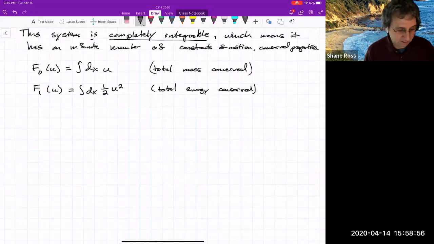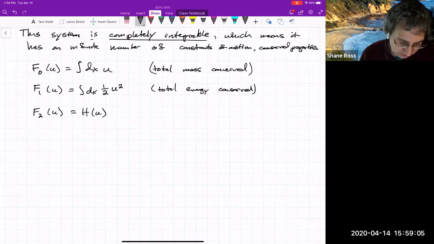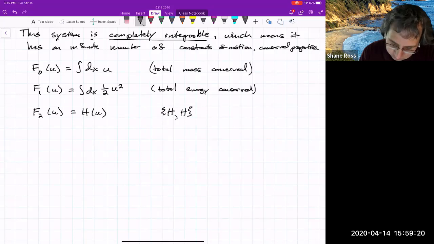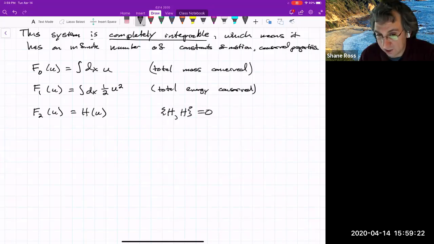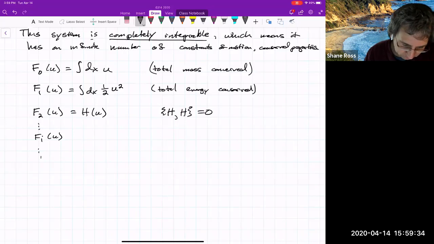So that's F1. F2 is just the Hamiltonian, which is not the energy, it's just the Hamiltonian. And I don't know how to interpret that one. It's obviously conserved because, right, if you have a Poisson bracket of any function with itself, it has to equal 0. Usually H is the total energy, but not always. So that's conserved. And then all the way down, right? It just keeps on going. And these integrals are all compatible.